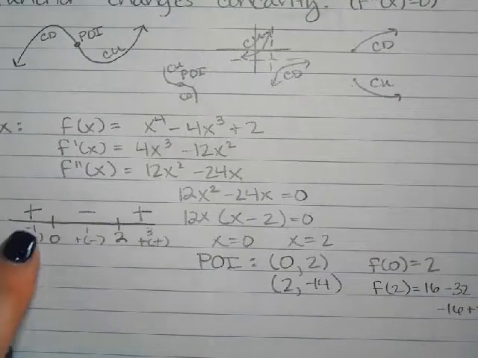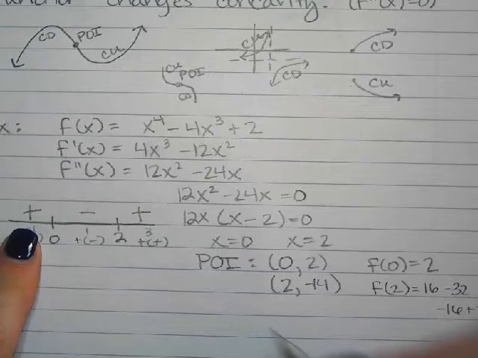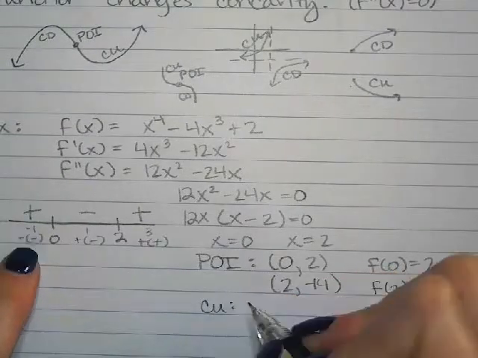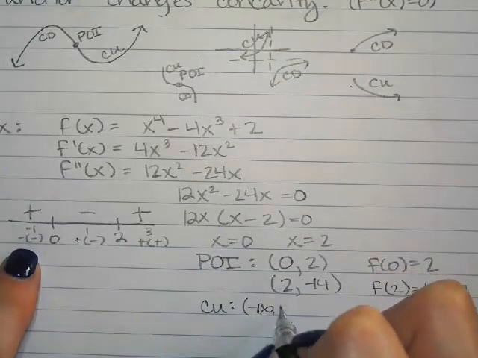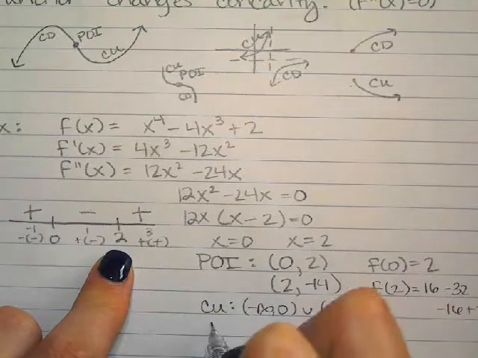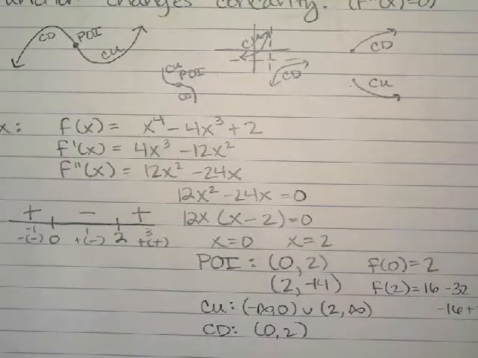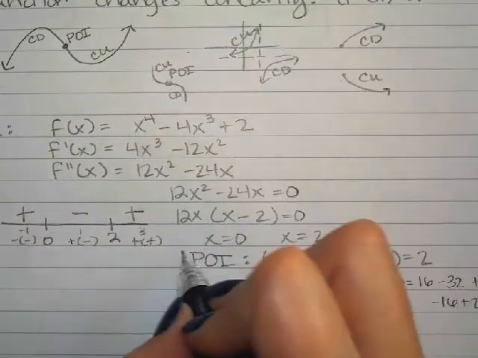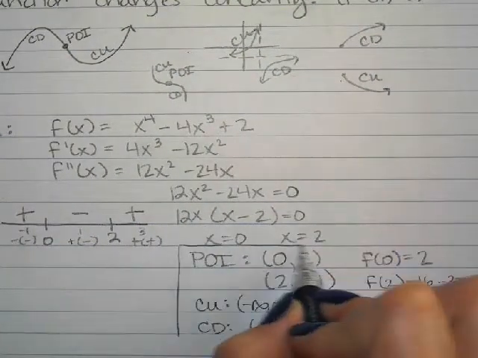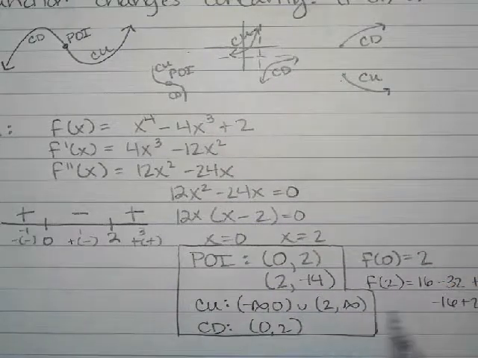We can see that the signs are positive and positive on the outside, so those are the places where it's concave up. Concave up is from negative infinity to 0 and from 2 to infinity, and concave down is from 0 to 2. To make this make more sense, let's grab calculators and see what that looks like.